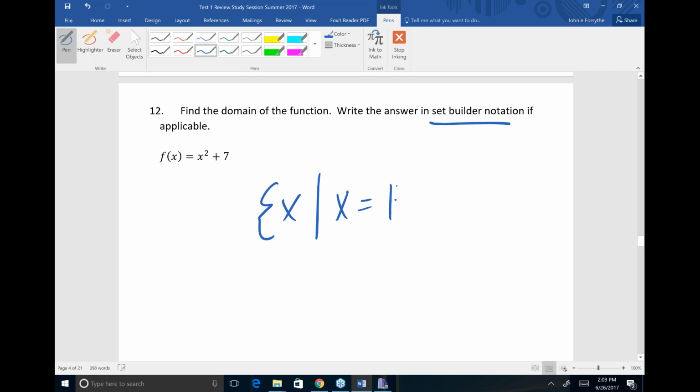How do I want this written actually? Let me double check that. Let me check how I want this. Number 12.